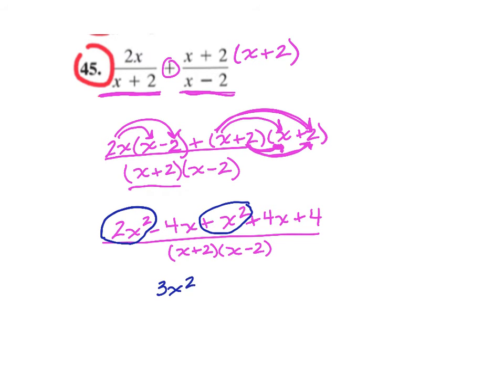Then I have a minus 4x, and I have a positive 4x, which means those are going to cancel, so I won't have an x term. And then the only other thing I see here is a plus 4, so I'm going to go ahead and bring down the plus 4. So I have 3x squared plus 4 on the top, and then I have x squared plus 2 times x squared minus 2 on the bottom. And I'm done. The top doesn't have a GCF I can factor out, and I don't need to multiply the bottom back together again. So that's number 45.